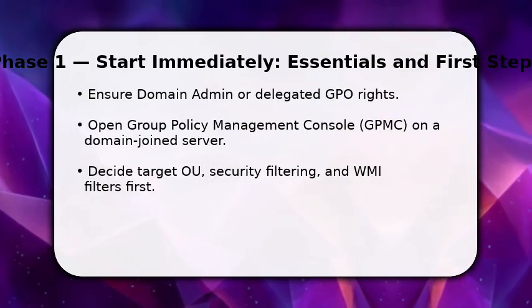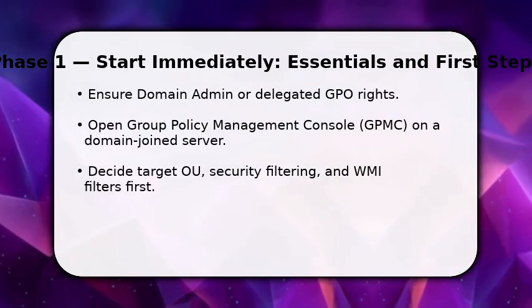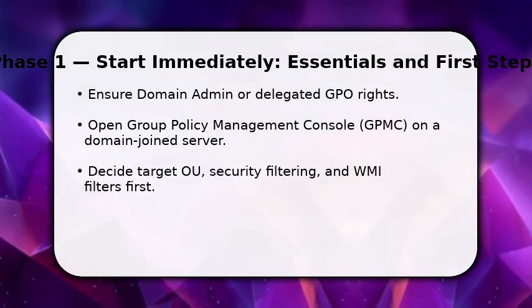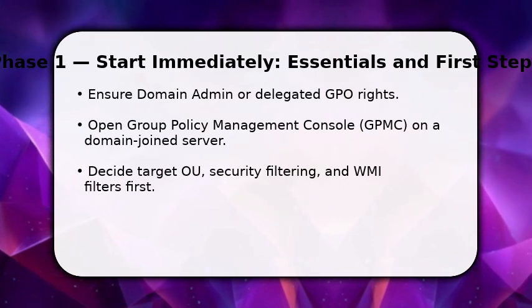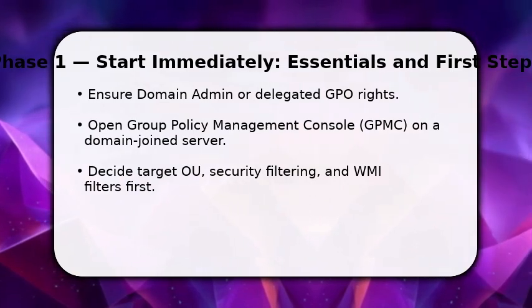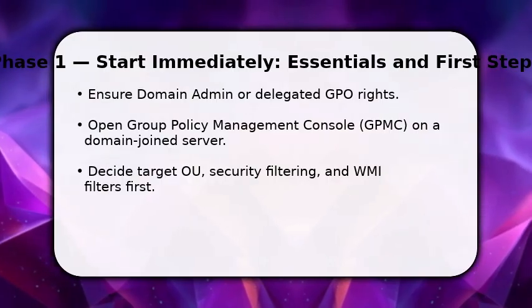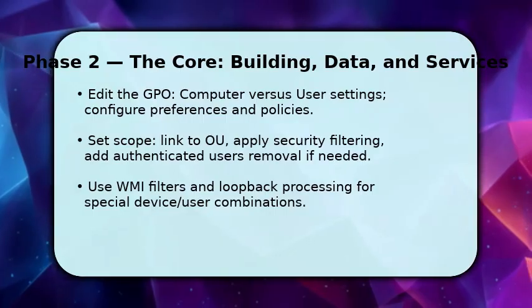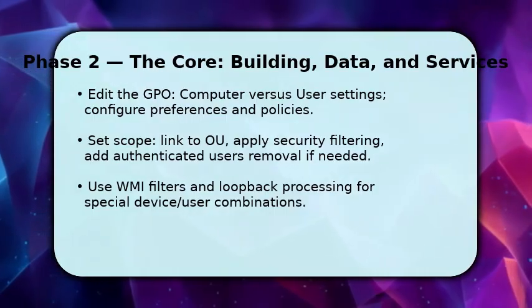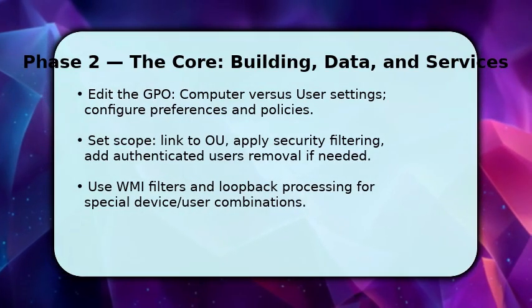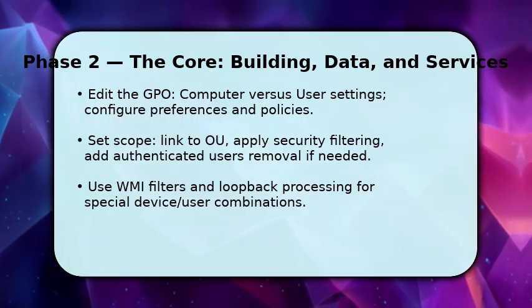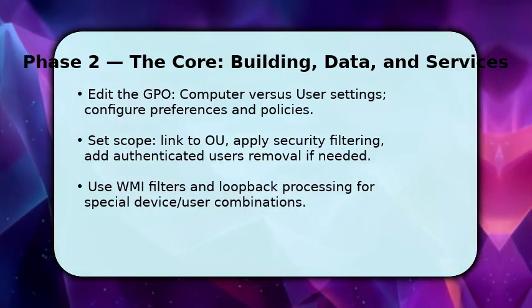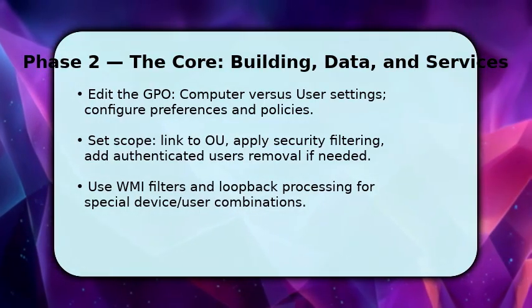Once done, plan security filtering and any WMI filters to narrow scope. Make sure to document the intended recipients before moving to configuration. Now edit the GPO and choose computer or user configuration depending on the change. You will find administrative templates, preferences, and scripts. Use them appropriately. Configure individual policies one at a time, testing and explaining why each is enabled or disabled.